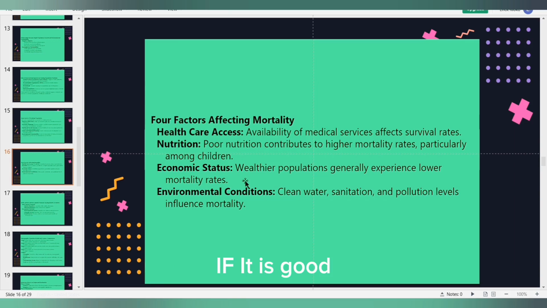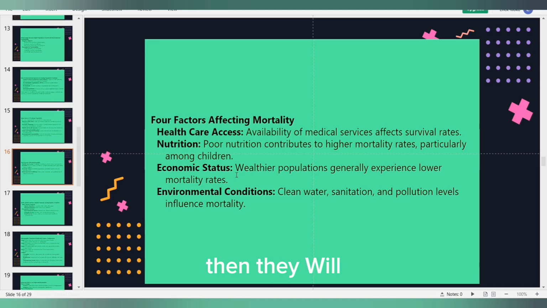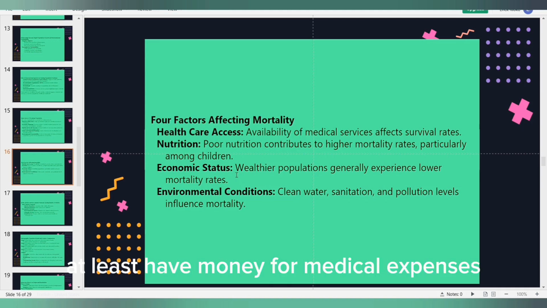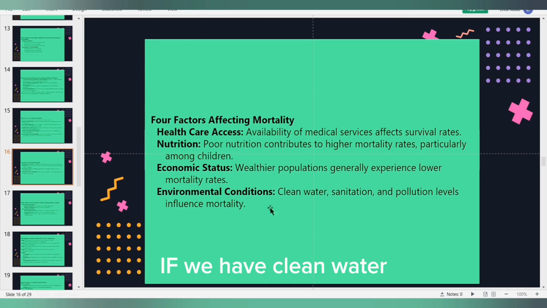Economic status. If it is good, then the living standards of people will improve. Then they will at least have money for medical expenses, and we expect them to live. Environmental conditions. If we have clean water, sanitation, and there is no pollution, then people will live.